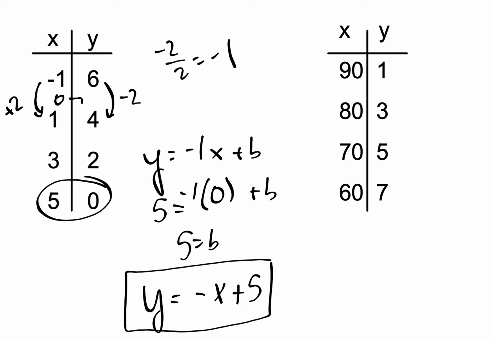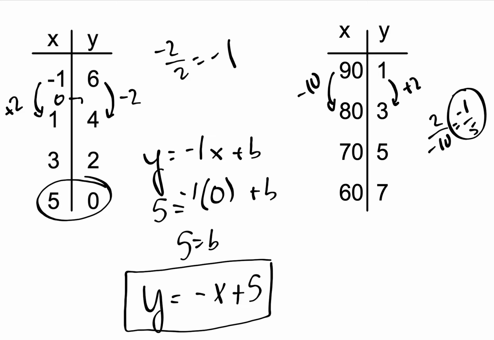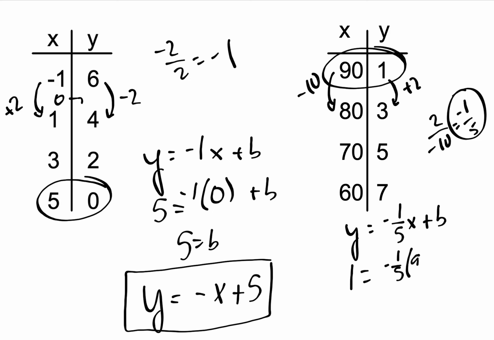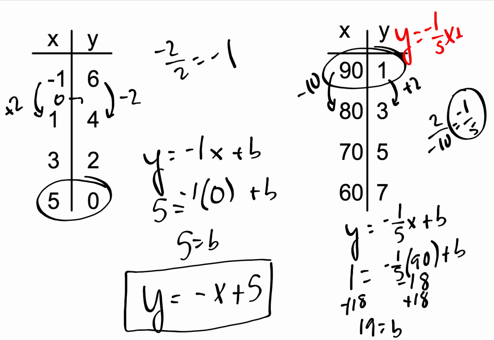Next example, the y's go up by 2, the x's go down by 10. That gives us a slope of -1/5. The y-intercept is not obvious, so we'll go ahead and write the equation without the y-intercept. We'll plug in one of the points. Let's do 90 and 1. This is 1 equals -1/5 of 90, which is -18, plus b. We can add 18 to both sides, and we get a y-intercept of 19. That makes the answer for this one, y equals -1/5 x plus 19.